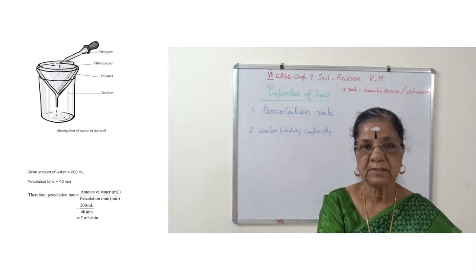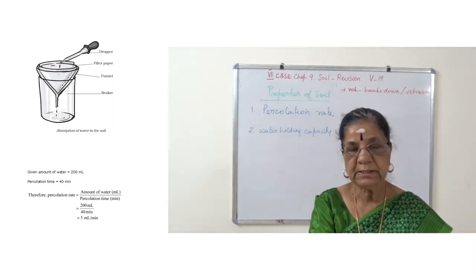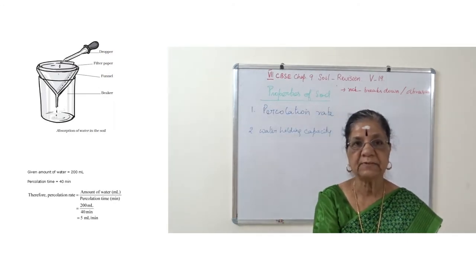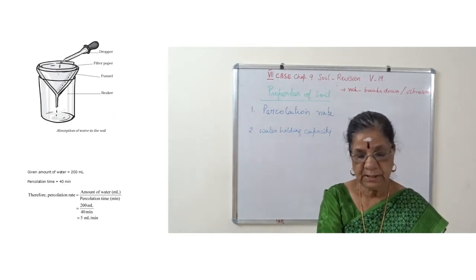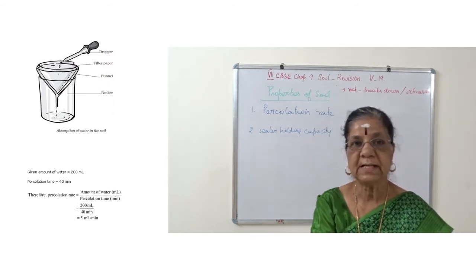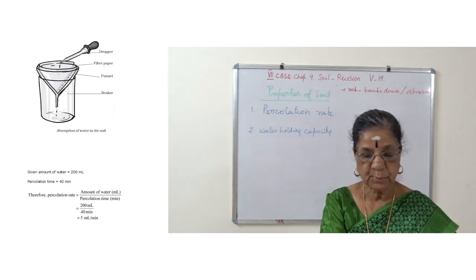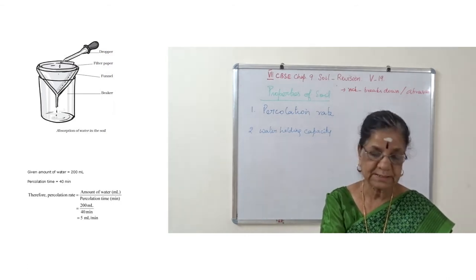I hope you understand. Then water holding capacity is the ability of soil to retain water against gravity. I repeat, water holding capacity is the ability of soil to retain water against gravity, and it depends on the type of soil particle and on the amount of humus present in it.